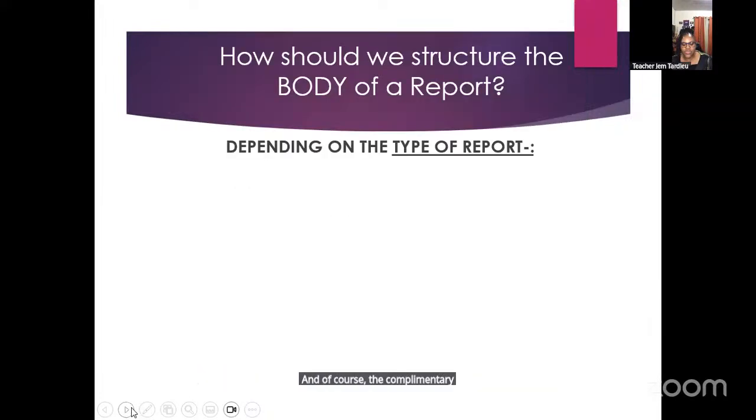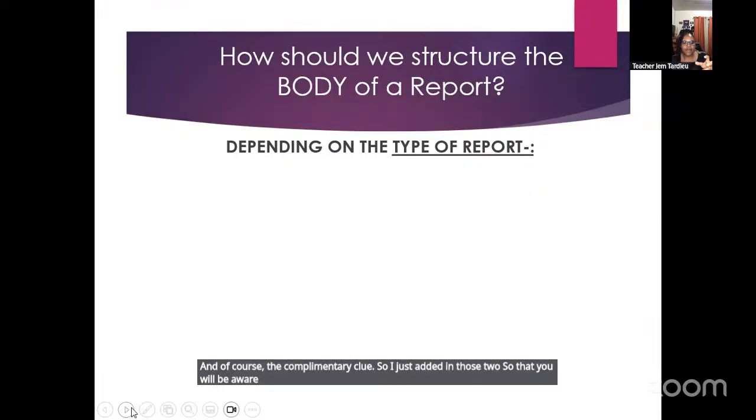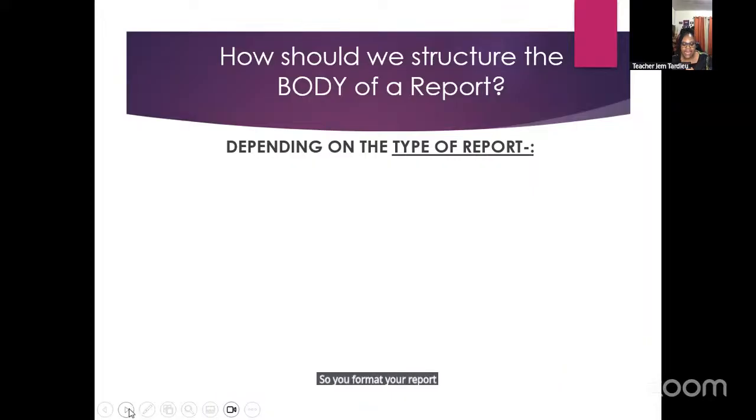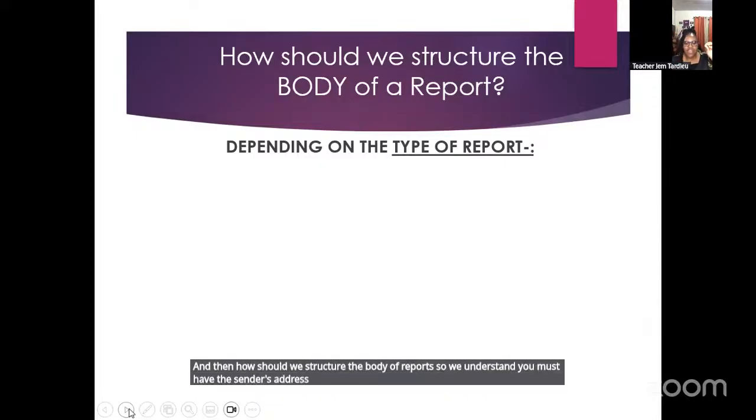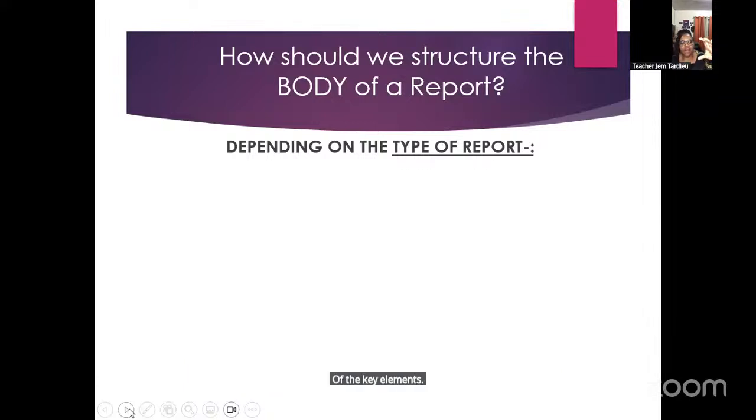So I just added in those two so that you will be aware of the style, how you format your report. It is very similar to a letter. So you format your report with those headings. And then how should we structure the body of the report? So we understand you must have the sender's address, receiver's address. I hope you all took a picture if you needed of the key elements of letter and report style of writing. If anything, I can always go back if anybody needs me to, so you can take a quick screenshot.